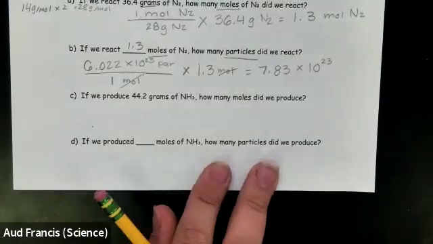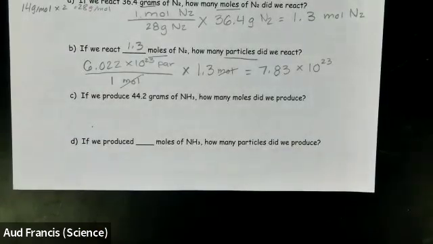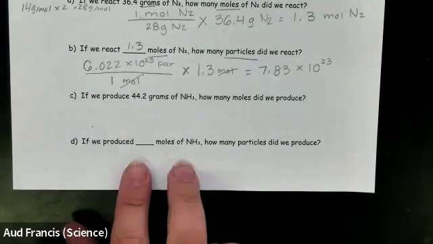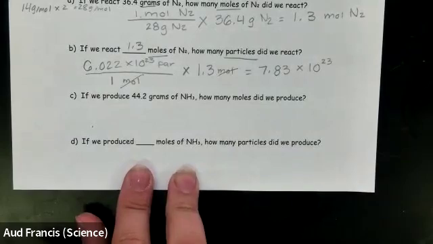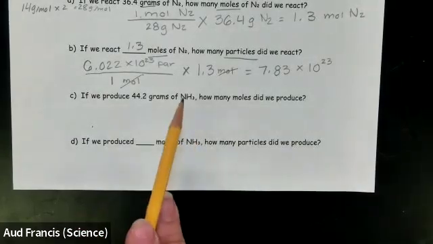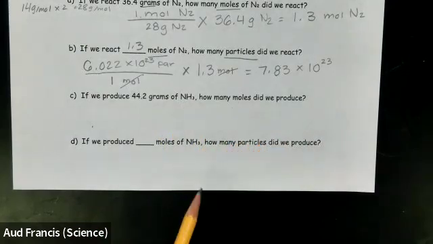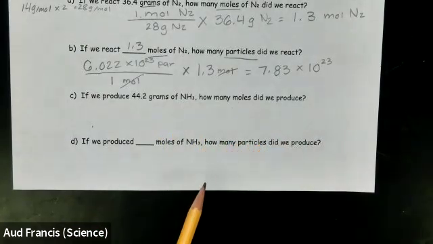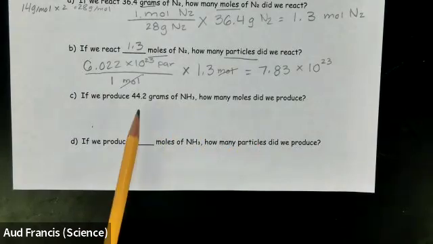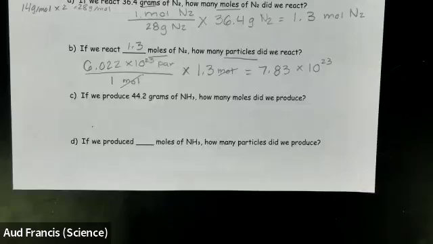All right. It is our last question together, which is kind of a bummer, but you know what? We're going to learn about ammonia, which is so fun. For this one, if we produce 44.2 grams of NH3, again, this is ammonia, how many moles did we produce? That is a great question to ask, but it's only helpful if we know how many grams are in a mole of ammonia. So what I would like you to do at this point is pause your video and solve out how many grams are in 1 mole of ammonia.